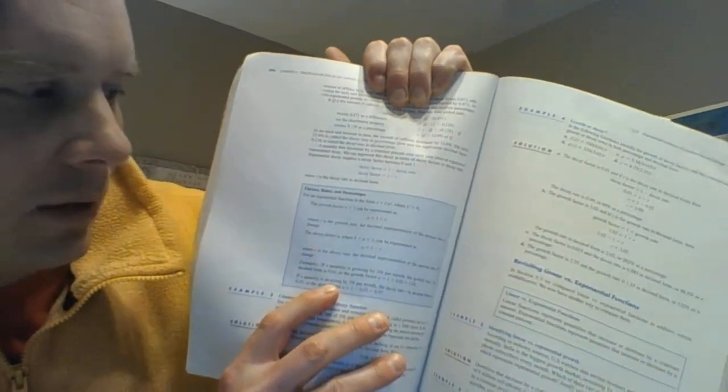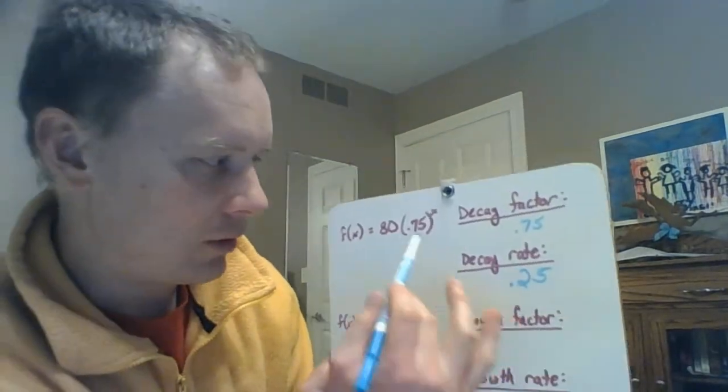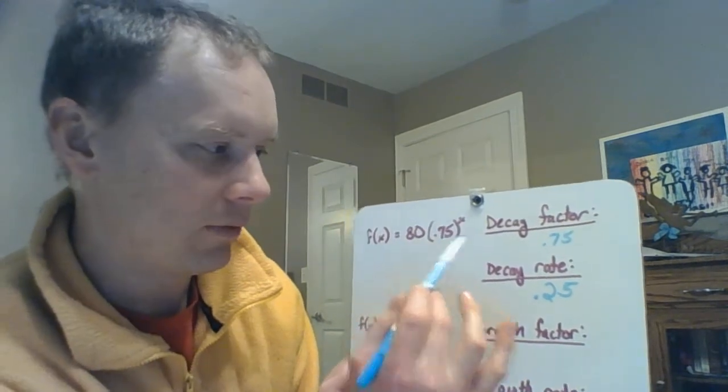Okay, let me pause here a second and point you to the textbook. If you haven't read this, read it. Page 294. There's a blue box here that describes all of this in terms of how to calculate rate from growth factor and vice versa. So if you need a more formal explanation, there it is. But basically all I did to get this 0.25 was I took 1 minus 0.75.